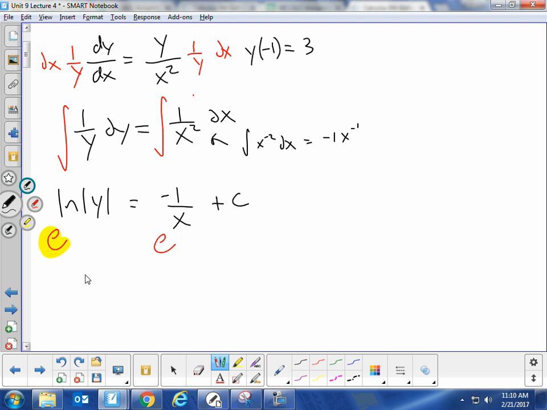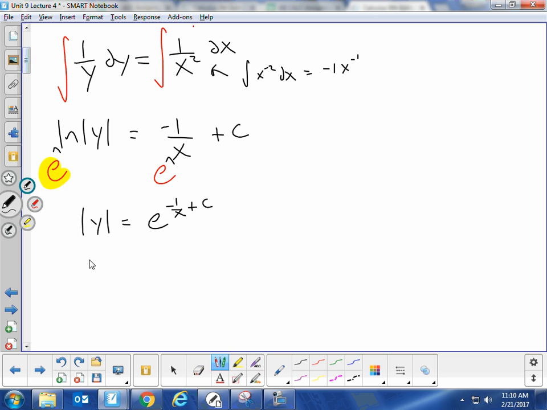Now, the left side would leave us with the absolute y, and the right side would be e to the negative 1 over x plus c, in the power of e. Well, I can go ahead and simplify this to be e to the negative 1 over x times e to the c. And then I can finish this off as writing it as c times e to the negative 1 over x.